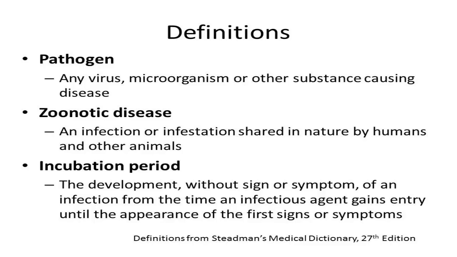The definition of a zoonotic disease, according to Stedman's Medical Dictionary, is an infection or infestation shared in nature by humans and other animals. So when we use the term zoonotic pathogen, that does not always mean that this pathogen has been transmitted from an animal to a person. It just means that both people and animals are capable of becoming sick from the same pathogen. A disease's incubation period is typically defined as the time between when a person or animal is exposed to a disease and that person or animal starts to become ill from that disease.